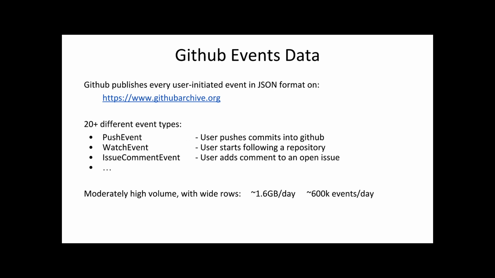So the data we'll use in the examples is coming from the GitHub Archive. Whenever a user initiates an event on GitHub or from outside GitHub by doing, for example, a git push or following a repository or commenting on something, GitHub publishes this event in a log file. And these log files contain about 20 different event types, and each line in the log is basically a JSON object representing that event. There are about 600,000 events per day, which amounts to about 1.6 gigabytes per day. So over the course of a year, this is a fairly large amount of data.